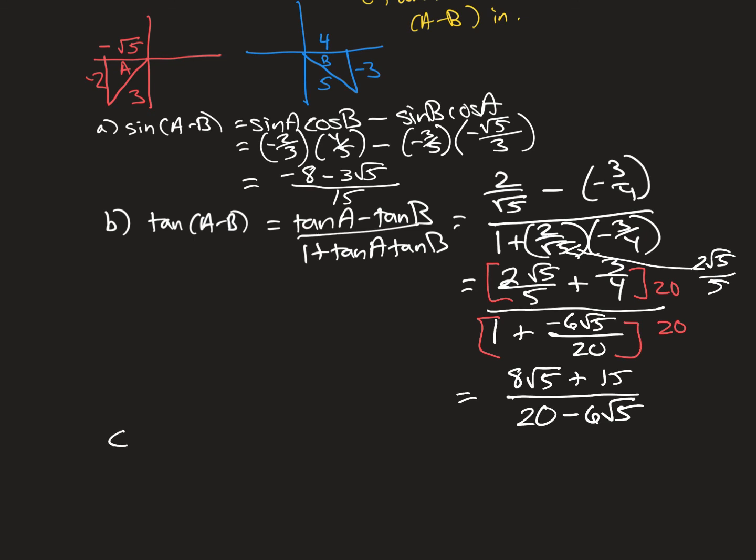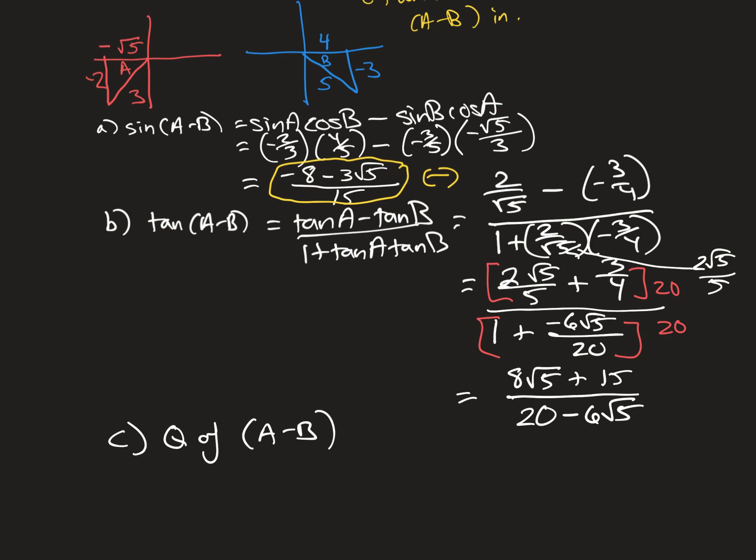Okay, part C. What quadrant is A minus B in? Well, we're going to use the previous information to tell us that. Looking at the answer we had for part A, the sine of A minus B is going to be negative. So that limits us to quadrants 3 or 4. Now we have this other piece of information, tangent. When I look at tangent, the numerator's positive. The question is, what about the denominator?